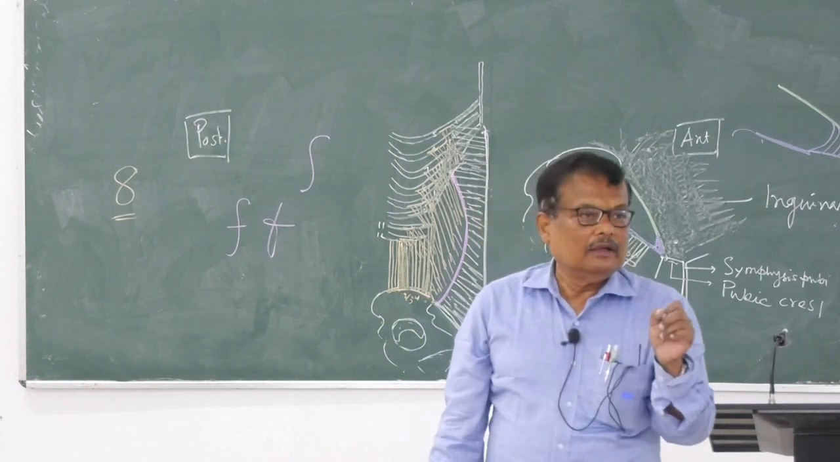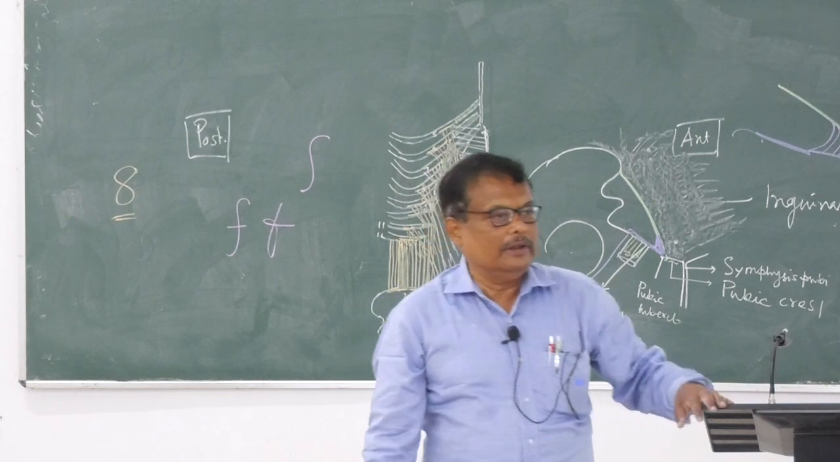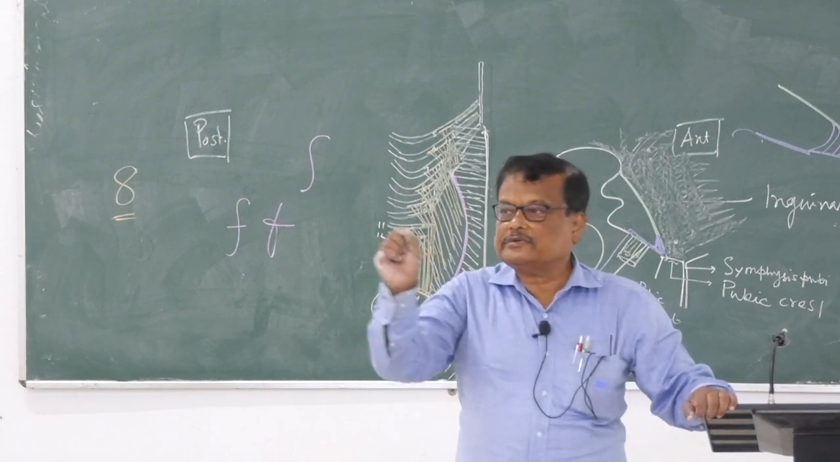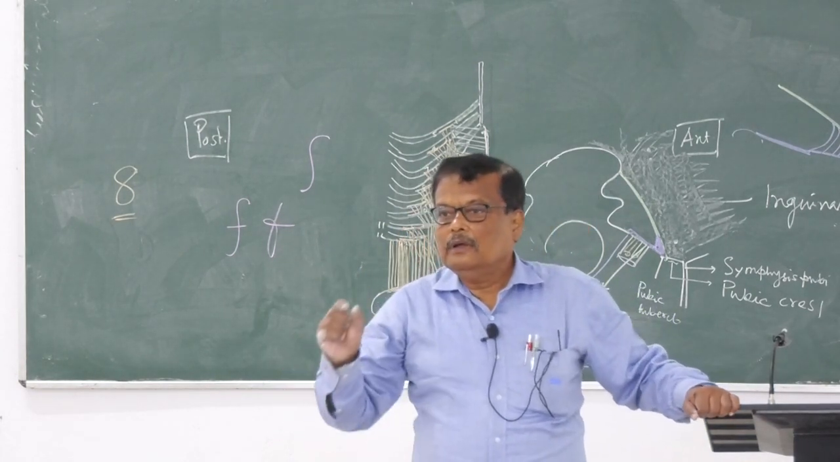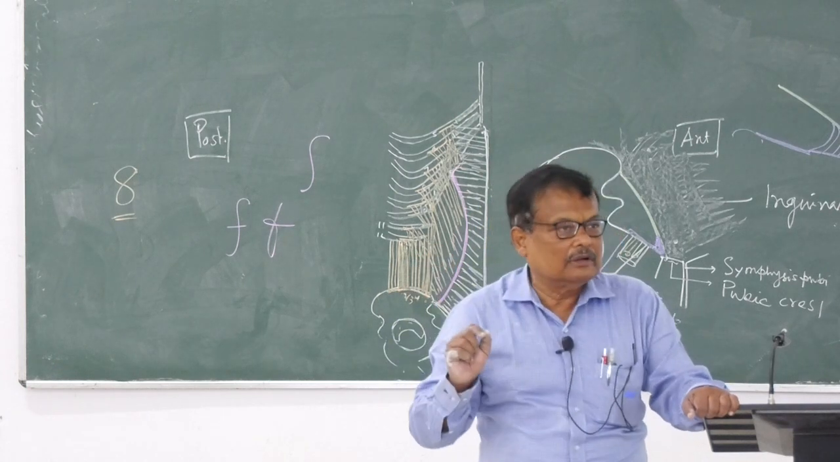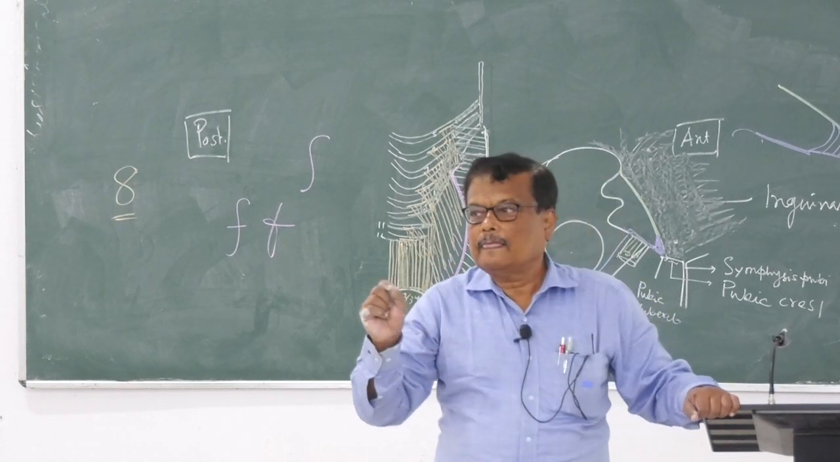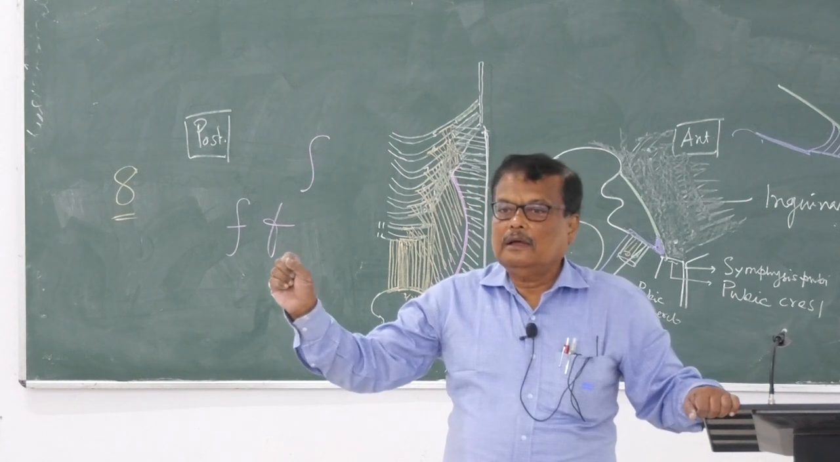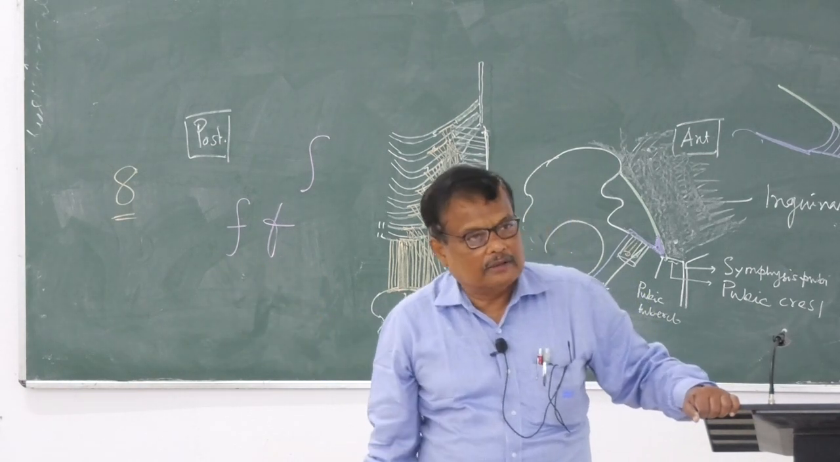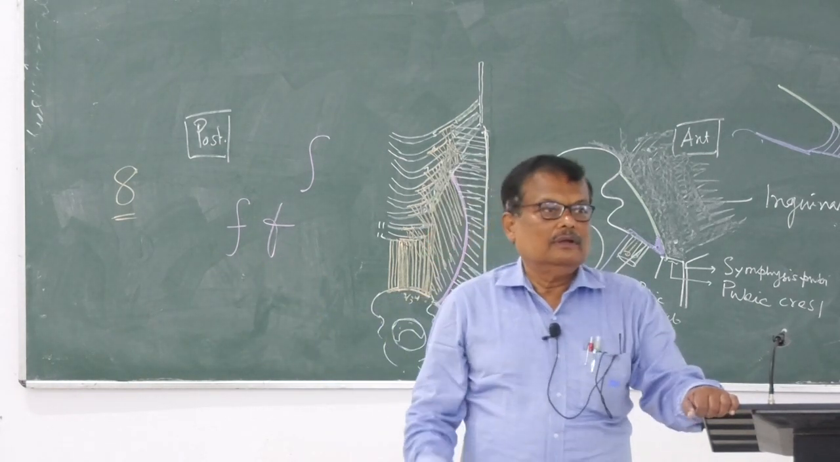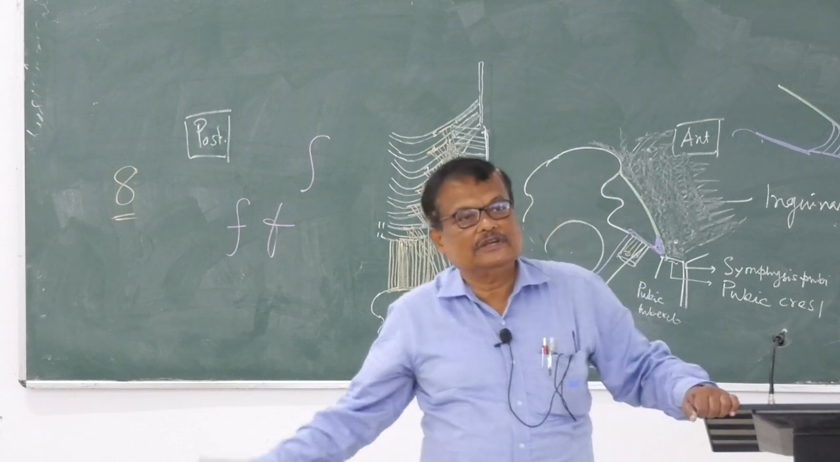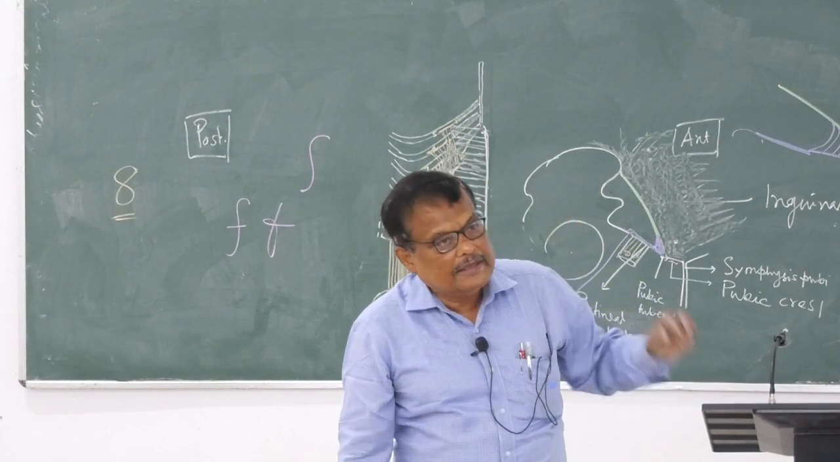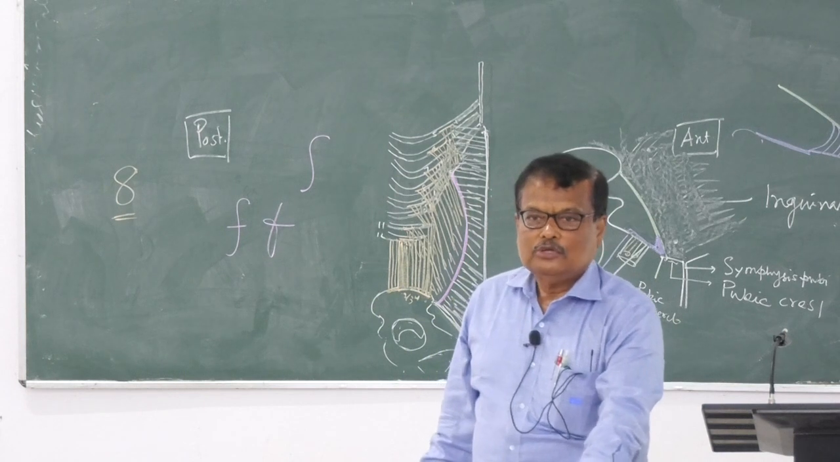If asked to define the superficial inguinal ring, one mark. This is a triangular gap in the lower and medial part of the aponeurosis of the external oblique, through which the testis with its covering descends into the scrotum. So there is a gap.